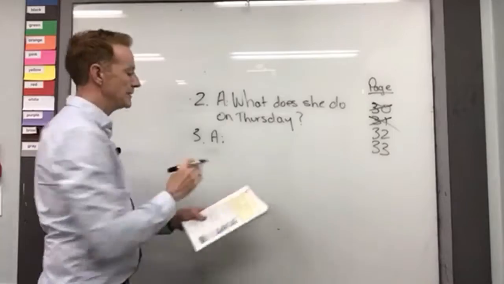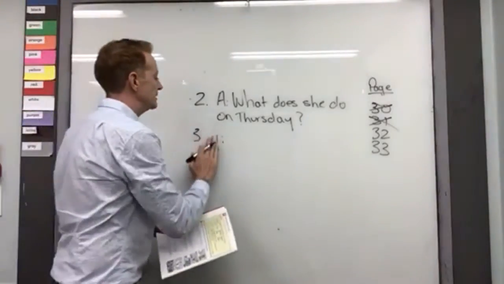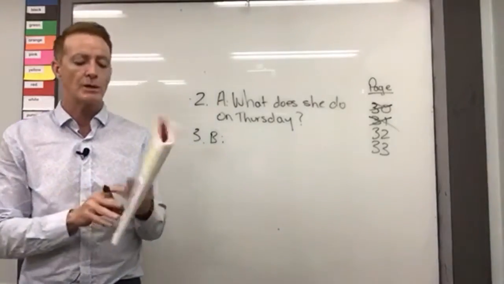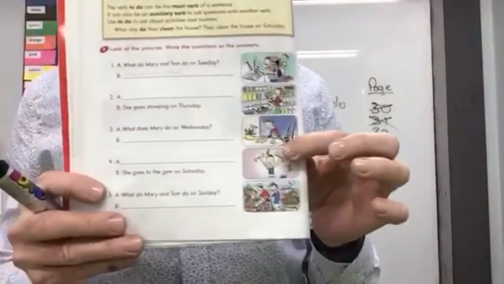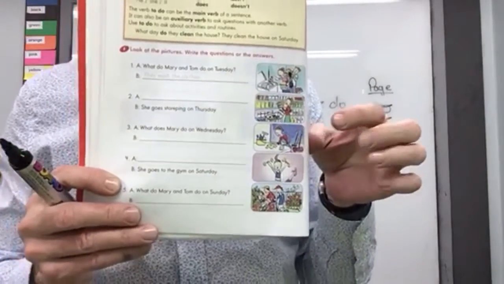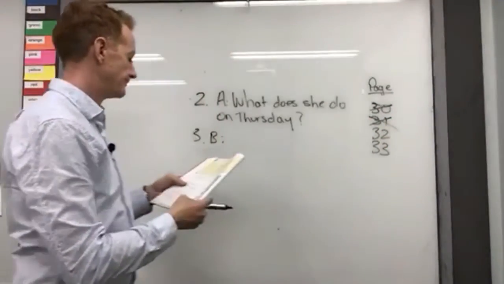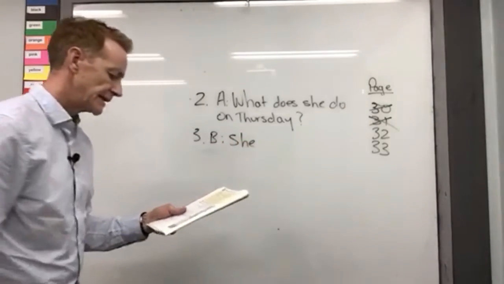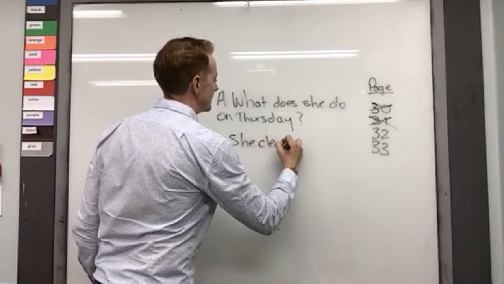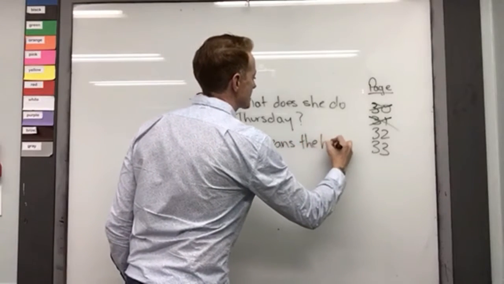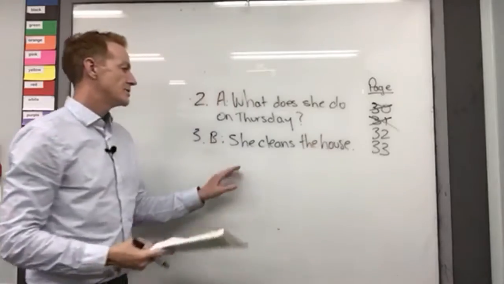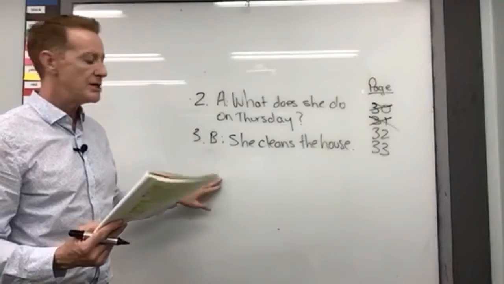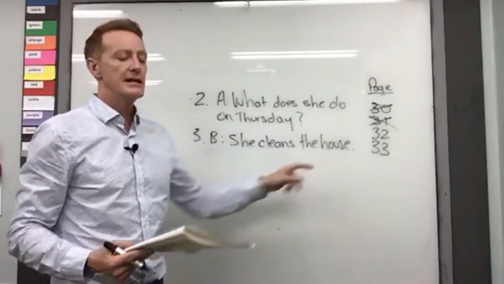So 3A. What does Mary do on Wednesday? Have a look at the picture. What does Mary do on Wednesday? She cleans the house. This is only a sentence, so we don't need a question mark. The question is here, A. What does Mary do on Wednesday? She cleans the house.